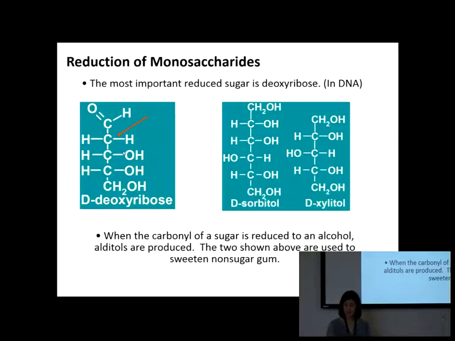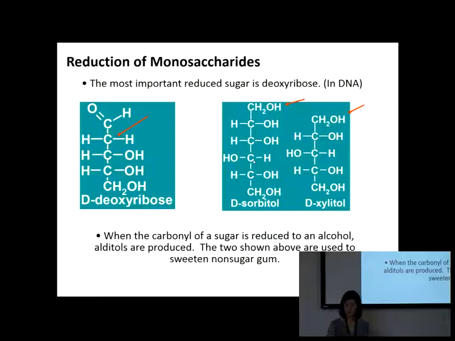And if you're chewing gum right now, you can probably look on the ingredients and find sorbitol or xylitol as the non-sugar sweetener in your gum. So that's something we do. By reducing that aldehyde to an alcohol, it keeps the sweet taste, but it's not a sugar anymore.